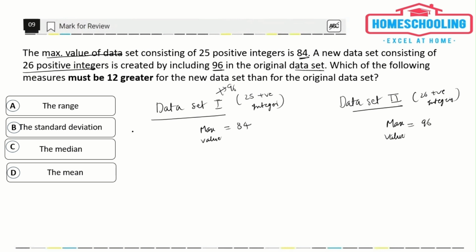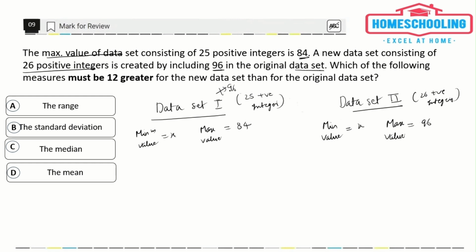We don't know what the minimum value is going to be. So let's keep the minimum value as x. Because we have added 96 to data set 1, whatever the minimum value is in data set 1 will also be the minimum value in data set 2. So we have taken x as the minimum value in data set 1. So in data set 2 we'll have the minimum value as x.